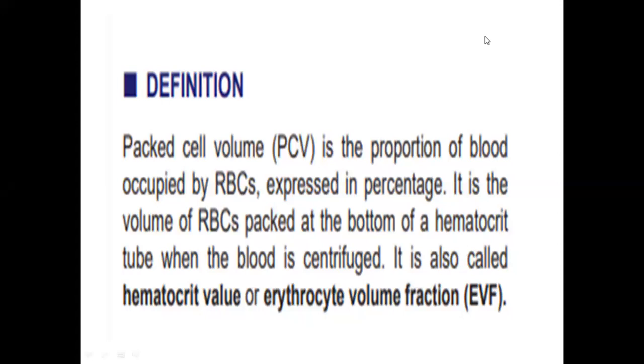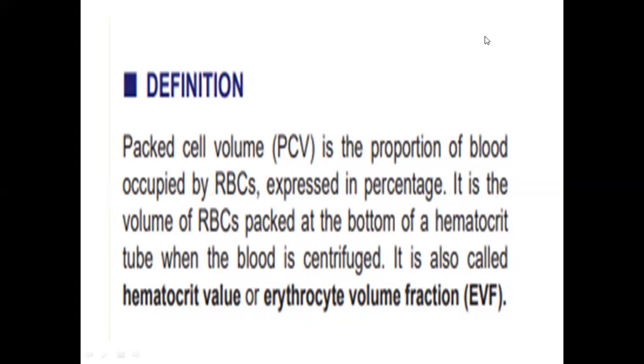Let's start with packed cell volume. This is the first thing you need to know. So the packed cell volume is the proportion of blood occupied by red blood cells, expressed in percentage.